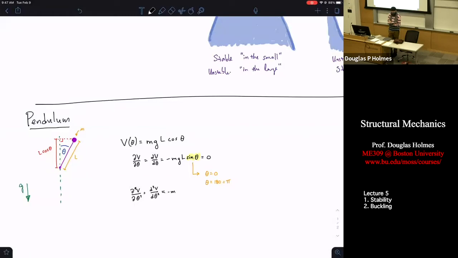Second derivative is also pretty easy. It's just negative mgl cos theta.